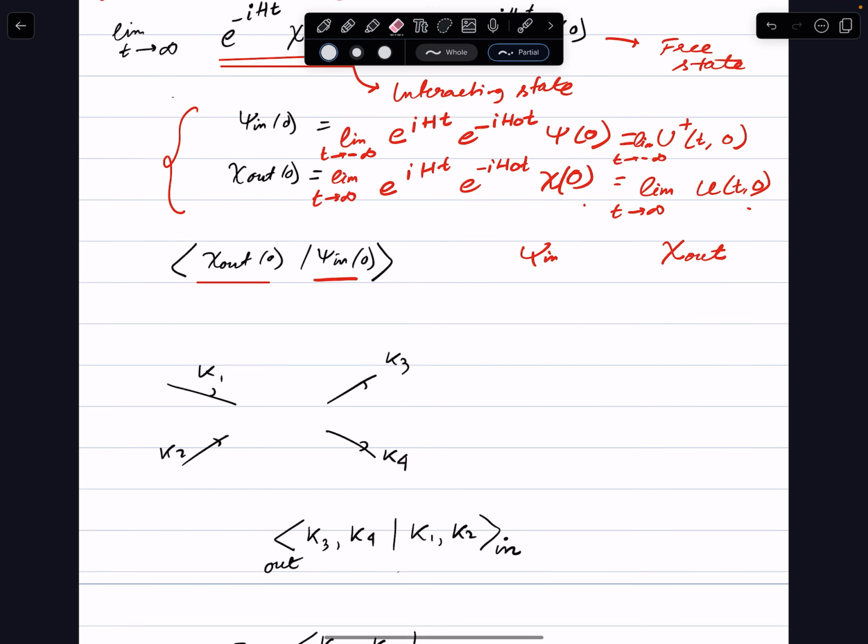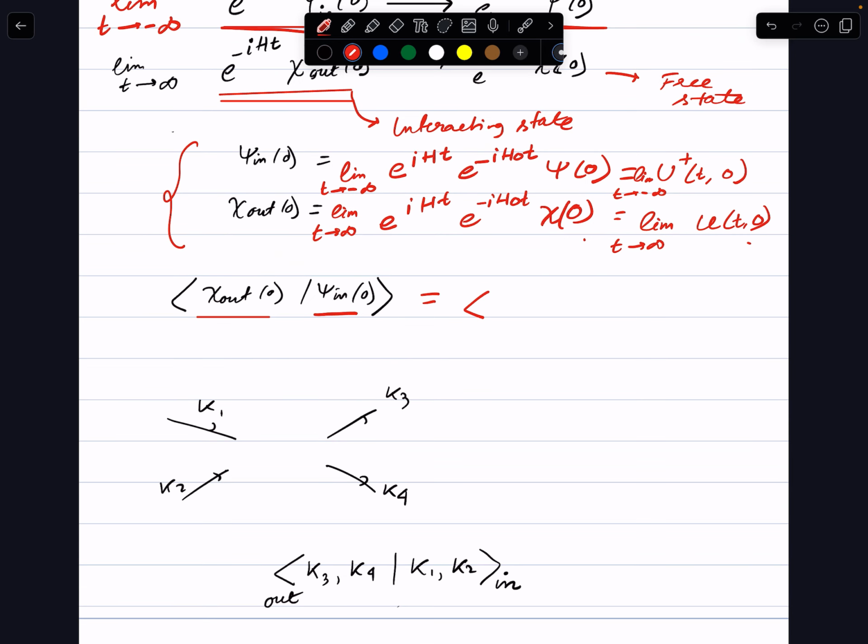And now when you write it like this, substituting, I have psi, I have chi 0, U dagger t naught. Let me call it t1 naught, because there are two limits. So limit t1 goes to infinity. I'm writing chi out now. Chi out is the t equal to infinity chi.